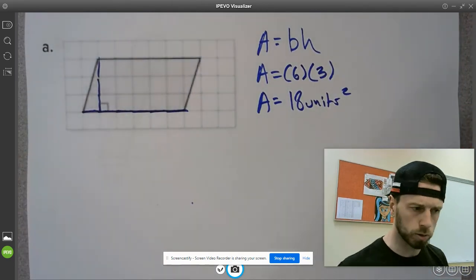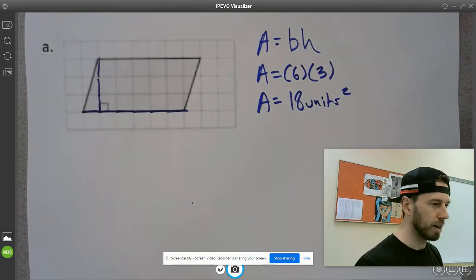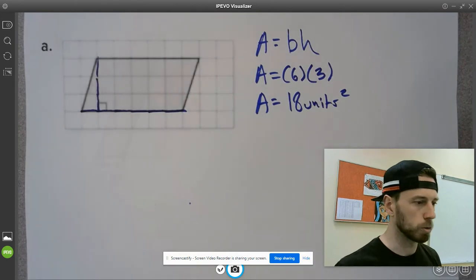18 square units. We call them square units because they're squares, right? You cover it with squares. That's why we put a little 2 there. It's two-dimensional.